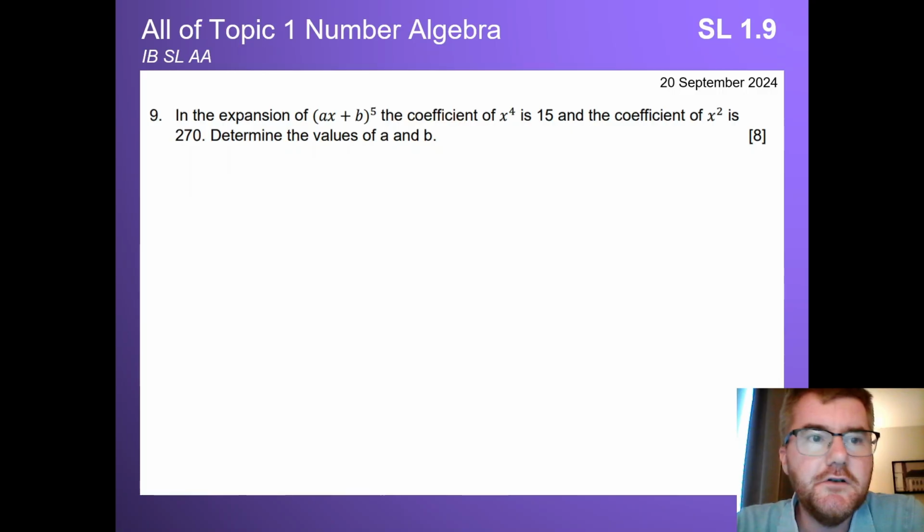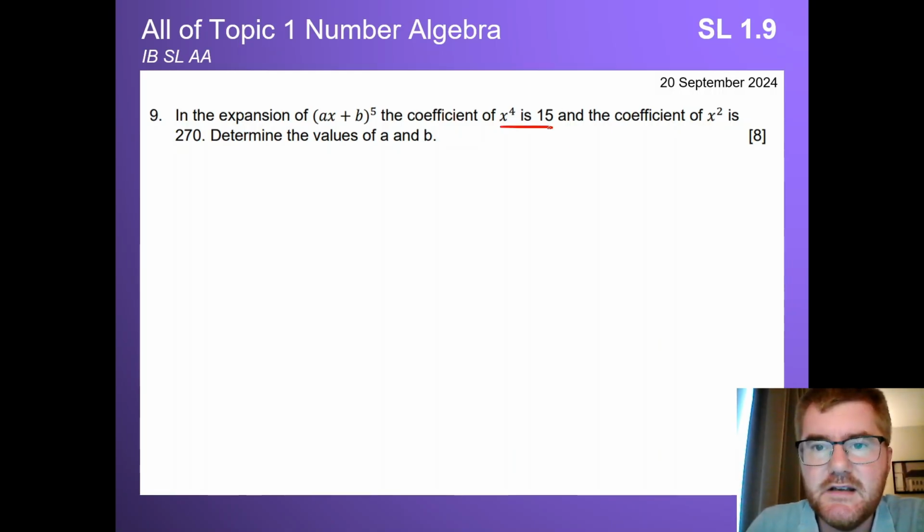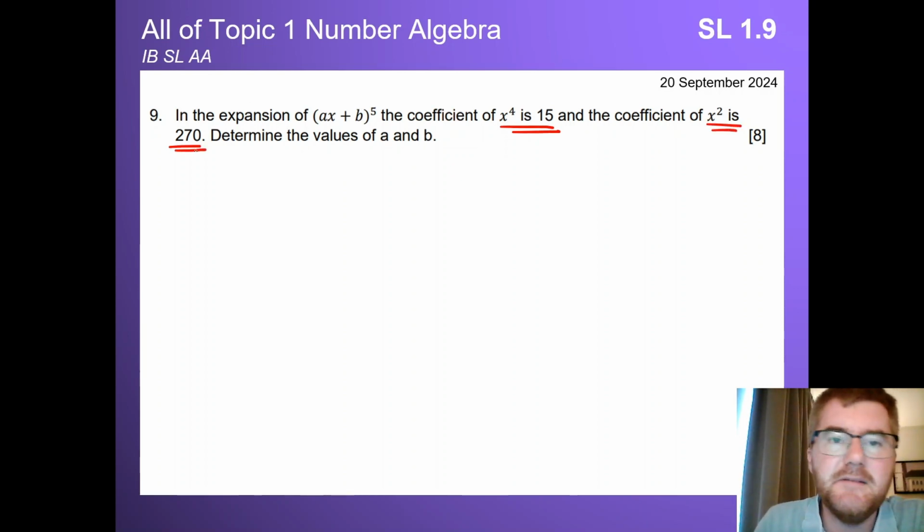Right. On to question 9, so a full 8 marks here. So in this expansion, (ax plus b) to the power of 5, fairly tricky question. The coefficient of x to the power of 4 is equal to 15, and the coefficient of x squared is equal to 270. And from this information, we need to work out the values of a and b.